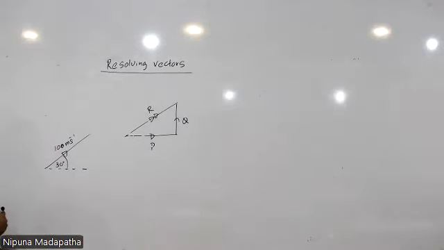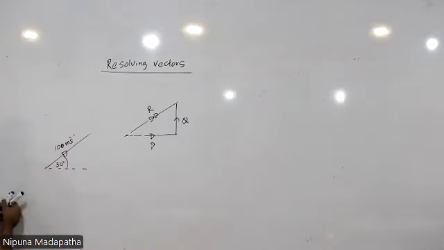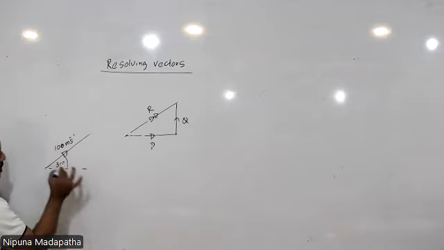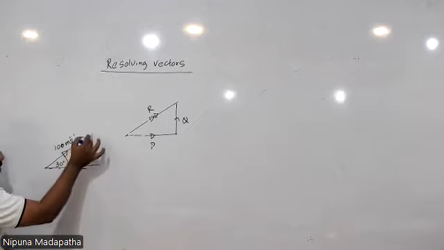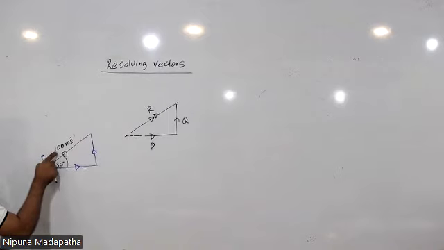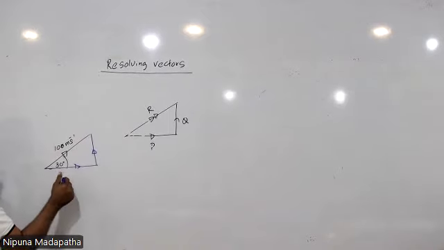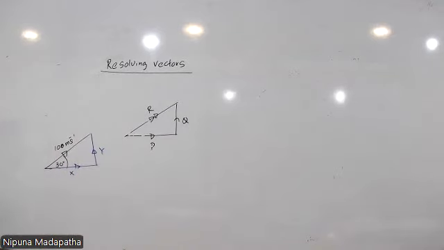So you can break this 100 meters per second velocity into two vectors. You can resolve this 100 meters per second vector into two parts. One is this x part, the other one is y. So we can express the single vector in terms of two vectors, x and y. That's what is called resolving vectors.